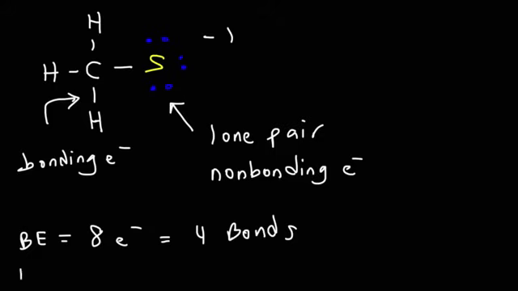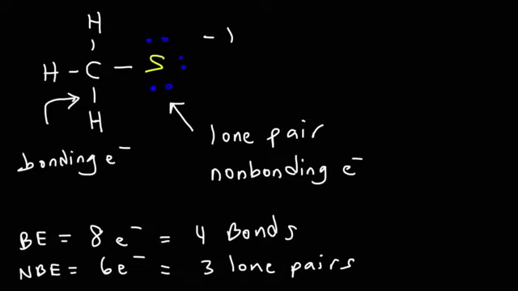Now, how many non-bonding electrons do we have? 2, 4, 6. There's a total of 6 non-bonding electrons, which equates to 3 lone pairs. So make sure you understand that concept. One lone pair is equal to 2 non-bonding electrons, and one bond equates to 2 bonding electrons.